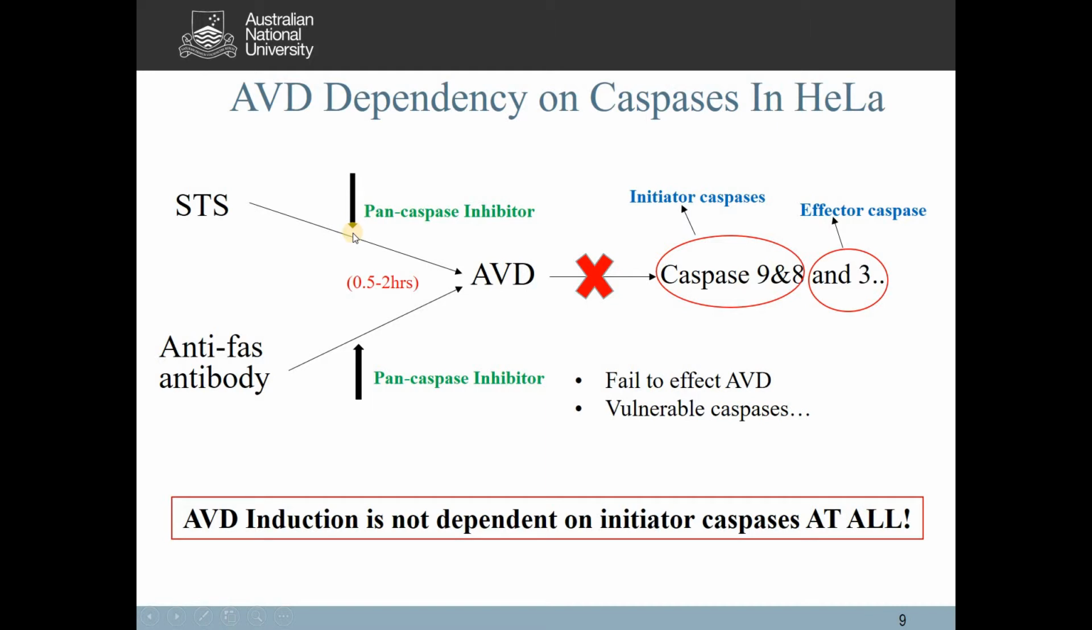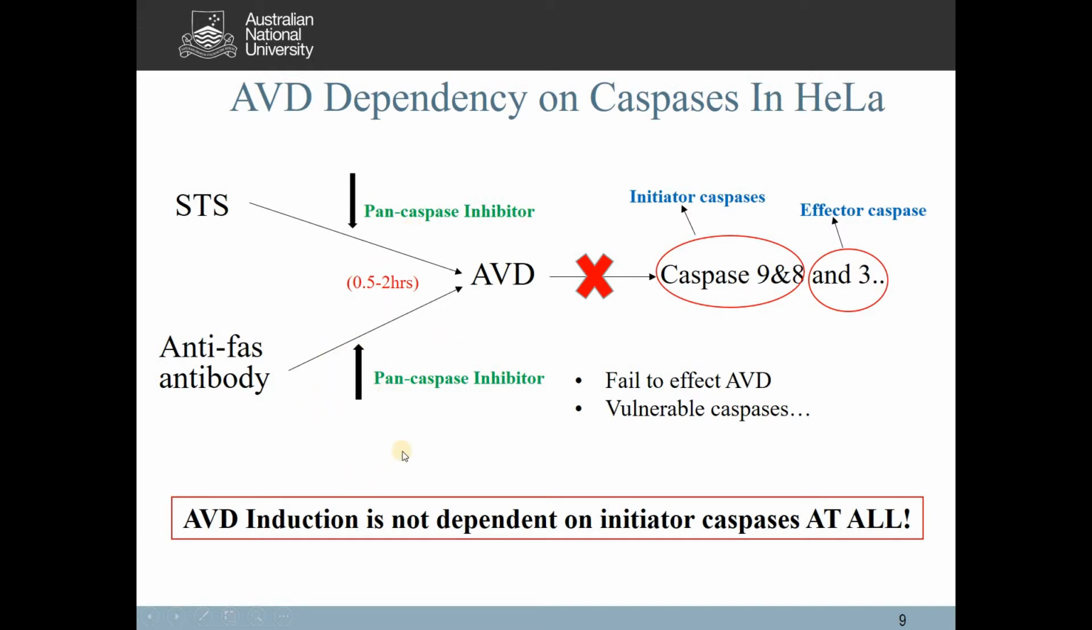By the way, these are all from experimental data I found from the internet, from journal articles. In this report, he found that STS and anti-Fas antibody also induce AVD. If we induce them with the pan-caspase inhibitor, pan-caspase means everything, so it non-discriminately inhibits all caspases.